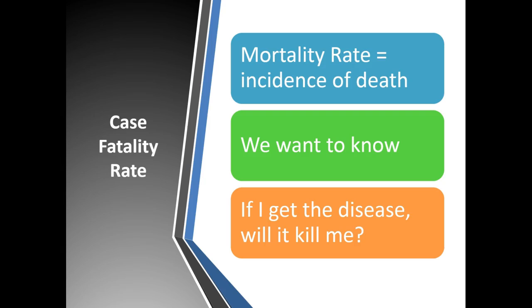So with mortality, the question I would want to know if I got a disease is, will it kill me? And so what we do is we look at what we call a case fatality rate. And this is looking at if you get the disease, will it kill you? And again, this is looking at data. It's not predicting 100% that you'll die, but it's just looking at overall the number of people who get it, how many of them do pass away.